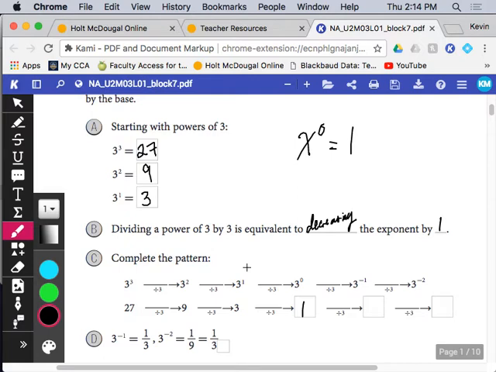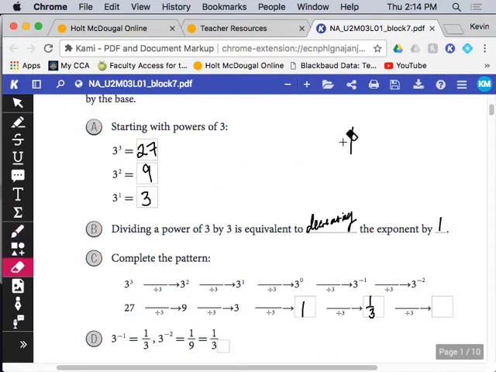So we have 1. But if we keep going, we decrease the exponent by 1 again. 3 to the 0. Decrease it by 1, we get 3 to the negative 1. Each time we're dividing by 3, so we should divide by 3. What's 1 divided by 3? 1/3. Very good. And if we keep going with this, decrease by 1 again, we get to negative 2 in our exponent. 1/3 divided by 3 is what?